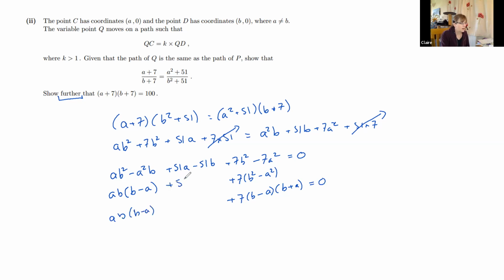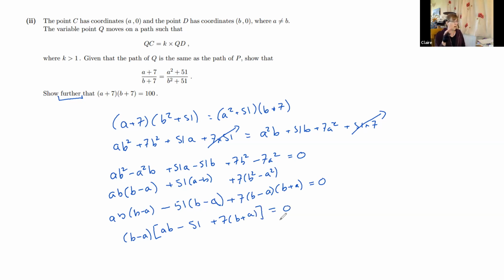Now, for this one, it's kind of tempting to just factorize out the 51 like that. But if you notice in these two below, I've got a B minus A factor. So actually, if I just swap over the signs like that, that's meant to be an A, that's going to make my life a little bit easier. So I've now got a factor of B minus A appearing everywhere. So I can take that out as a common factor. B minus A times AB minus 51 plus 7B plus A equals 0.